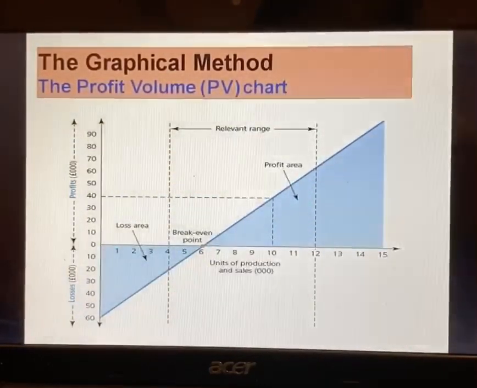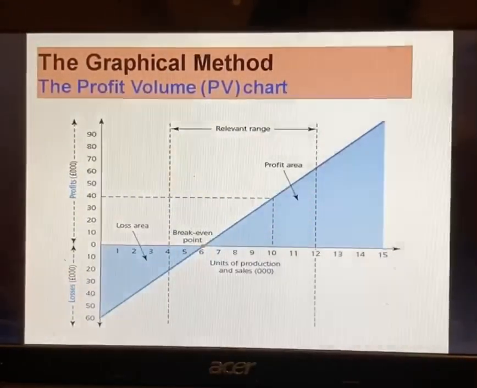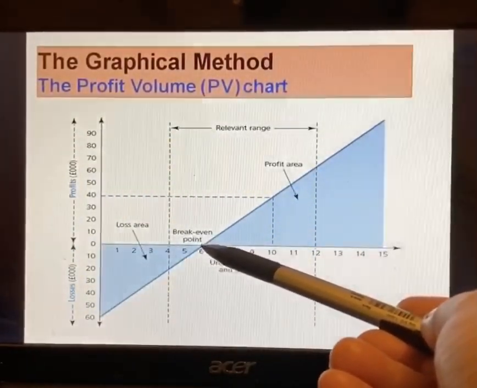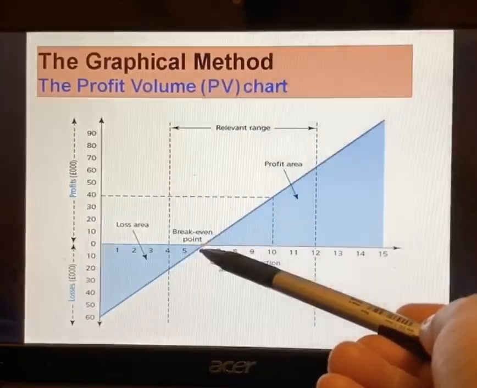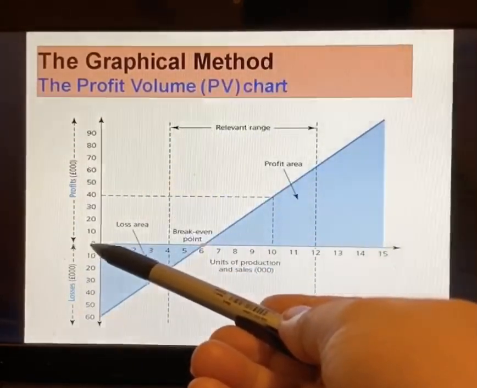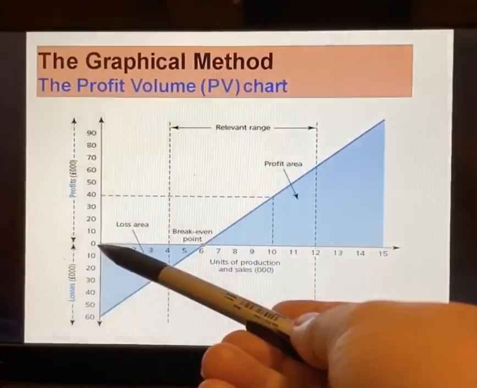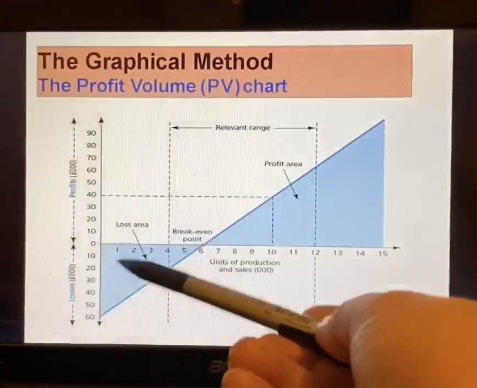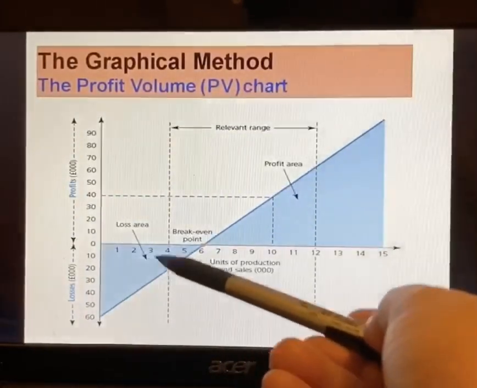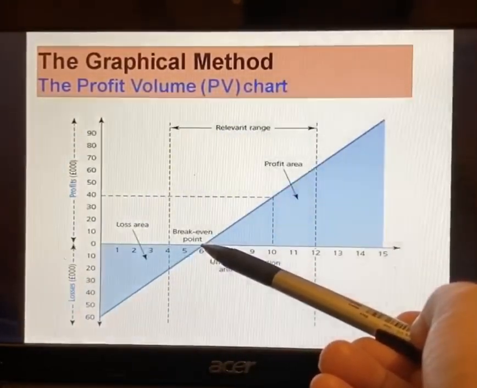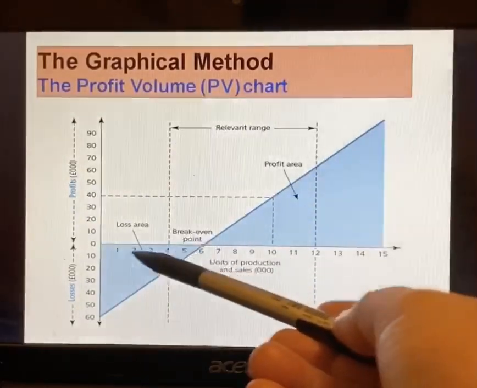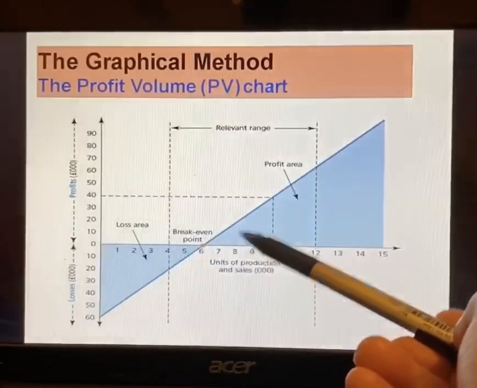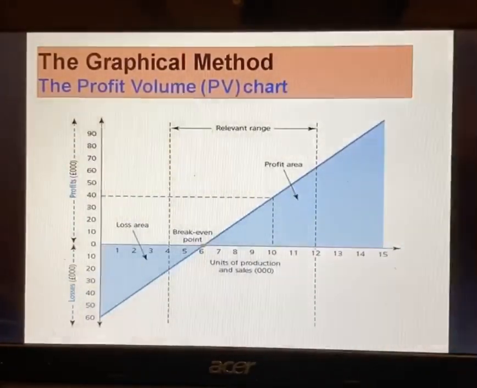And this is the profit volume chart. This is the break-even point. Anything below the zero axis line is the loss area, and anything after the break-even point above the zero line is the profit area.